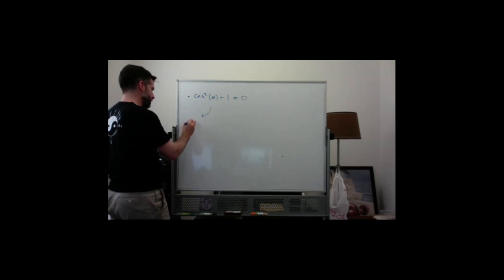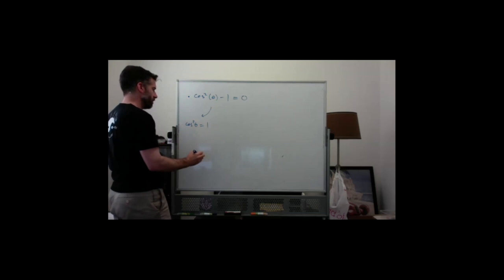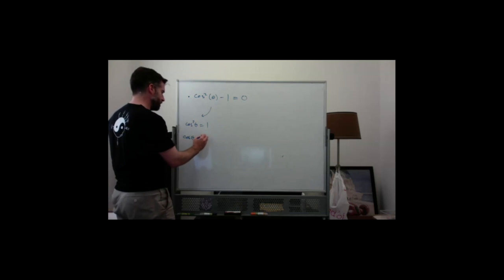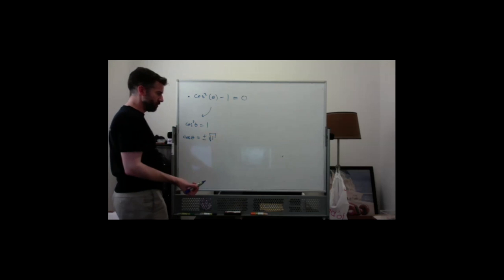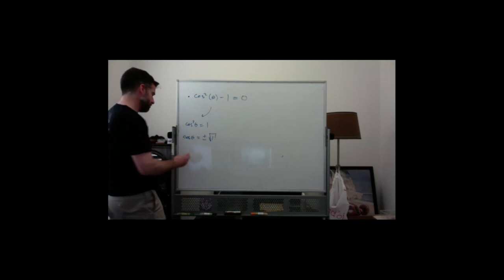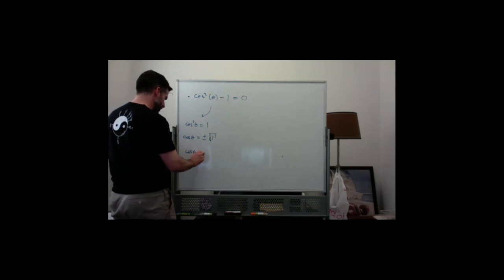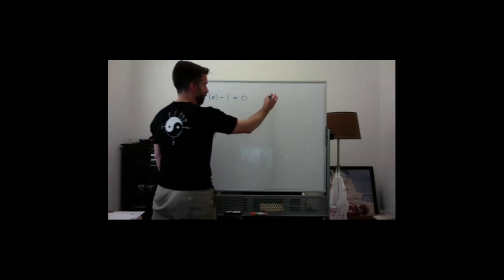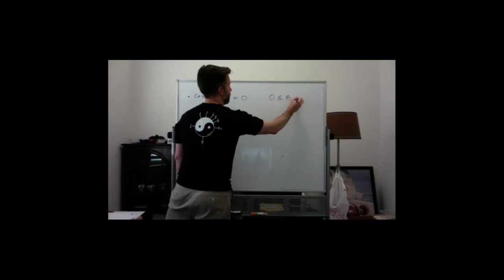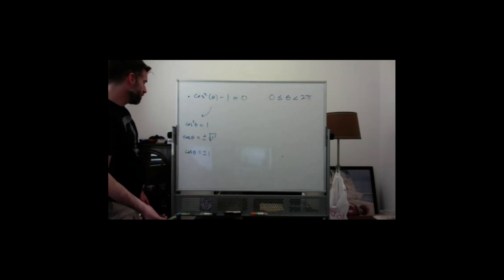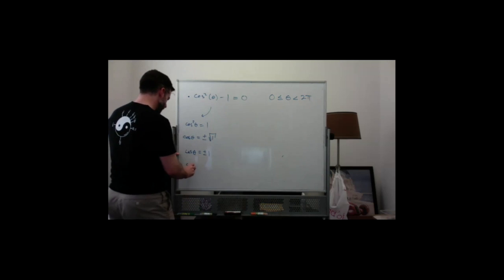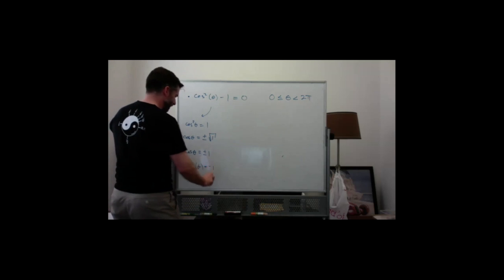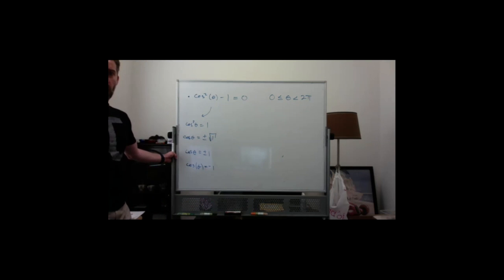Say cosine squared theta equals 1, and then square root both sides. So cosine of theta equals plus or minus the square root of 1. But the square root of 1 is just 1. So cosine theta equals plus or minus 1. And again, of course, theta is between 0 and 2 pi. So where does cosine of theta equal negative 1? What quadrantal angle is that?